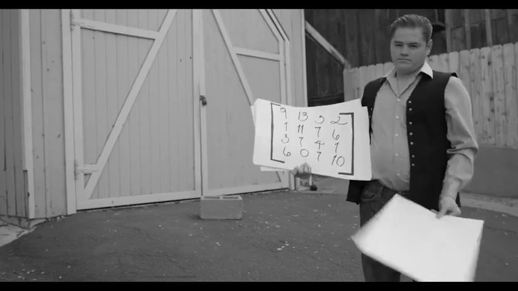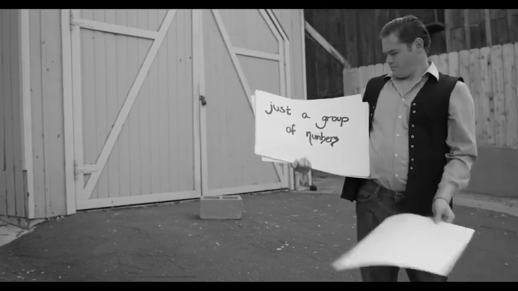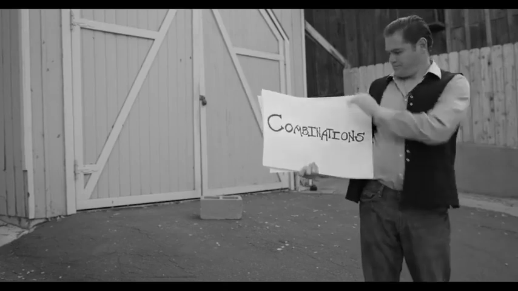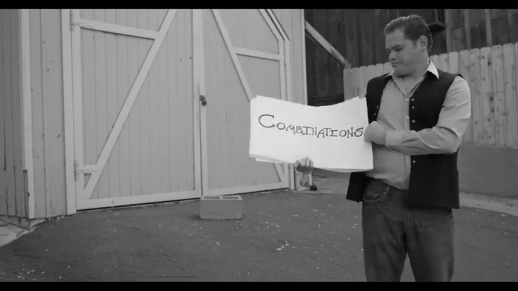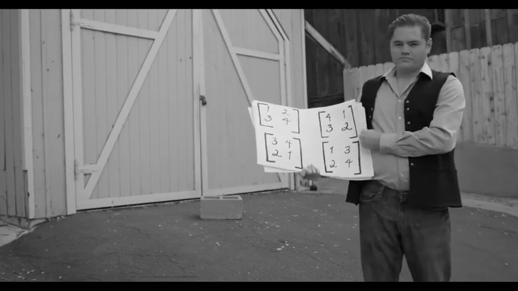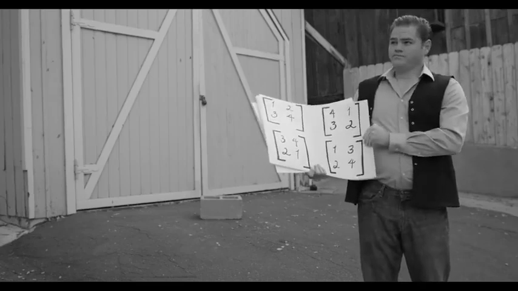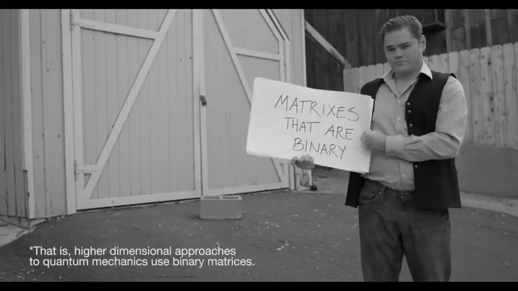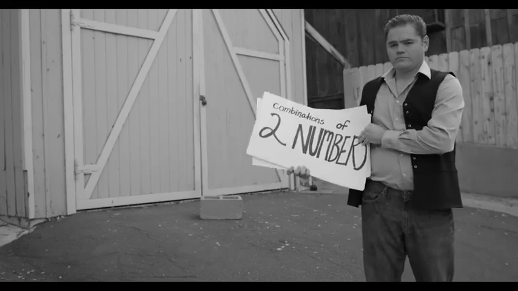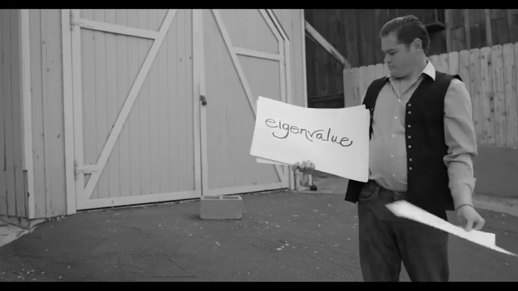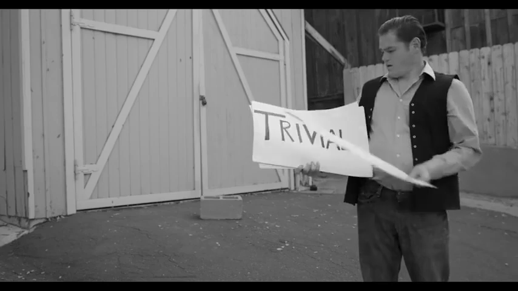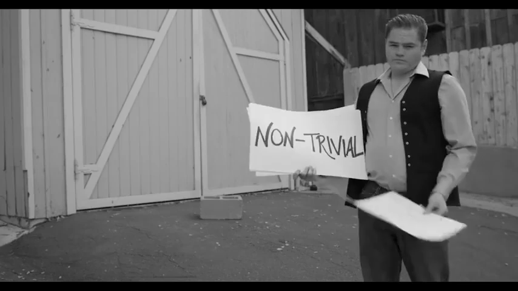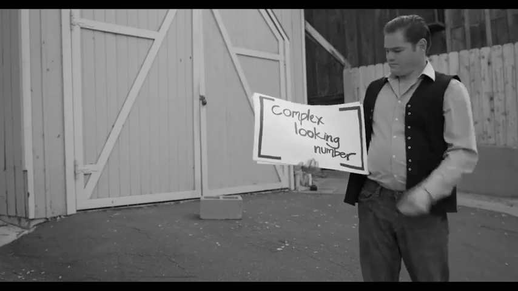Without getting too technical, this is an example of a matrix. A matrix is just a group of numbers that are arranged in columns and rows. And there's a certain amount of combinations for these numbers inside the matrix. Like if a matrix has 4 numbers inside it, there are 24 different possible combinations for those 4 numbers. Quantum mechanics uses matrices that are binary, so they only contain various combinations of 2 numbers. Each of these combinations of numbers has a value. It's called an eigenvalue. Some eigenvalues are called trivial. These are values like 1, 2, and 0. And some are called non-trivial. And those are all sorts of more complex-looking numbers.